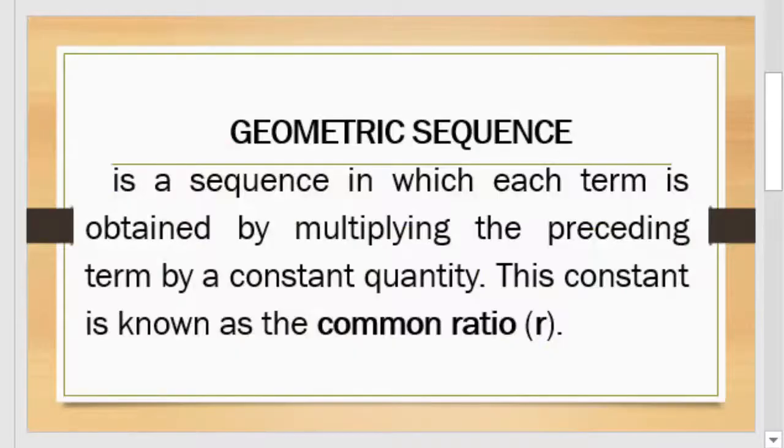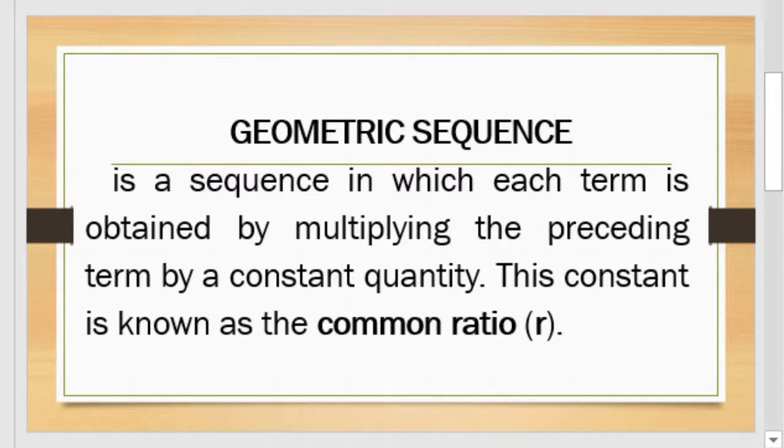But before that, again, let us recall the definition of a geometric sequence. No? Importante gid nga balik-balikon ta ning definition sa geometric sequence kay basically ang atong gihisgutan karon gyud sa panantanan for this week is about geometric sequence. Geometric sequence is a sequence in which each term is obtained by multiplying the preceding term by a constant quantity. And this constant is known as the common ratio.